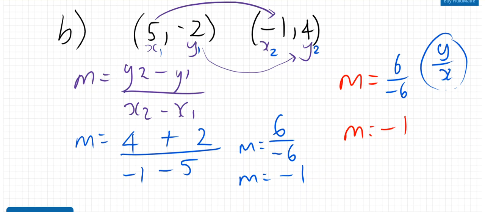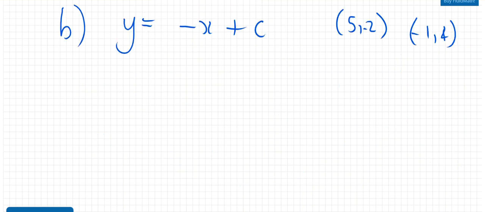All right, so I found the gradient. So far in my equation, I have this. Y equals -x plus c. So the 1 here is just invisible. So now I have to find c and I have found my equation. So let's do that. Now to find c, all we have to do is choose one of these points and replace the x and y by using substitution, and then we solve for c.